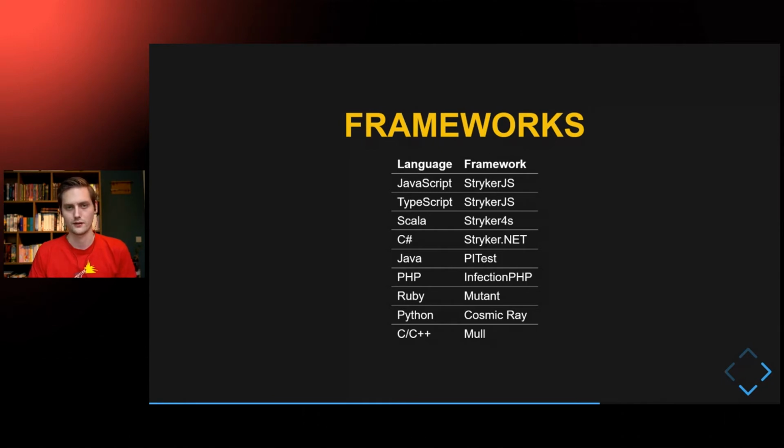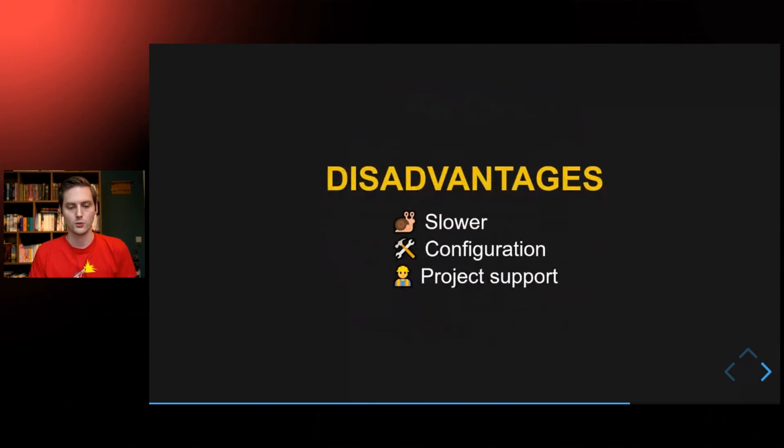Now, this all sounds great. We get a better indication of which parts of our code are tested, and which bugs can be made without us actually knowing it, in an automated way. But there must be downsides. Well, unfortunately, there are some downsides. One of the major downsides is that mutation testing is a lot slower than actually running your tests once or generating a code coverage report.